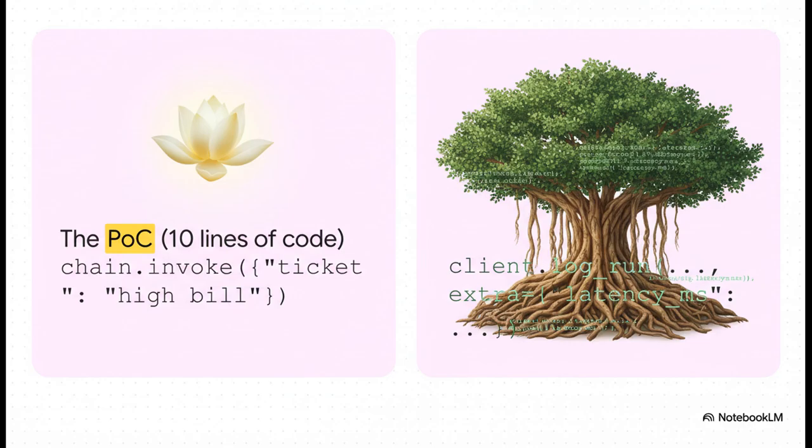And this says it all. On the left, you've got the dream, a few clean lines of LangChain, and boom, it works. But on the right, that's production. It's a whole different animal, wrapped in layers of monitoring, routing, and all sorts of safety nets. This gap right here, this is where good projects go to die.